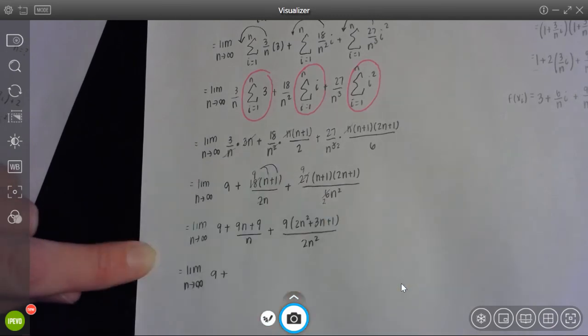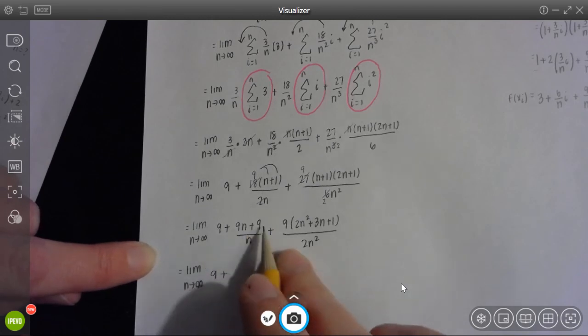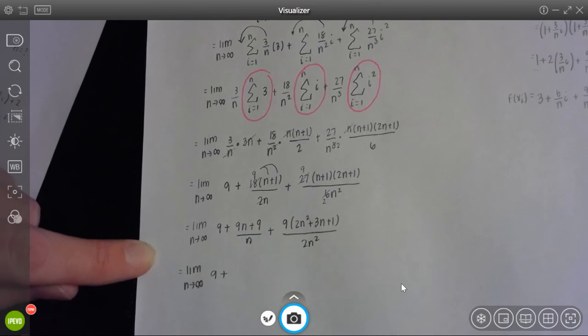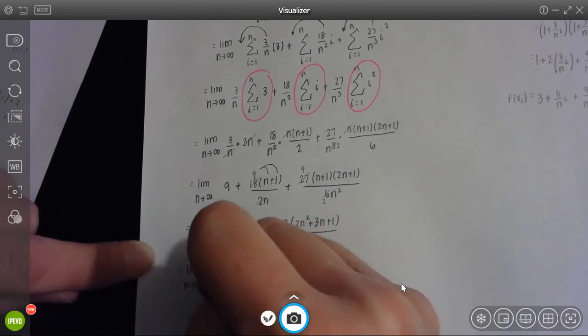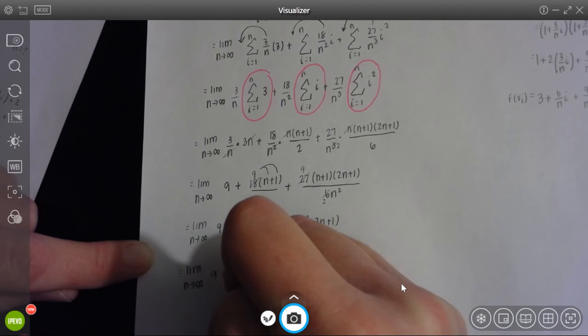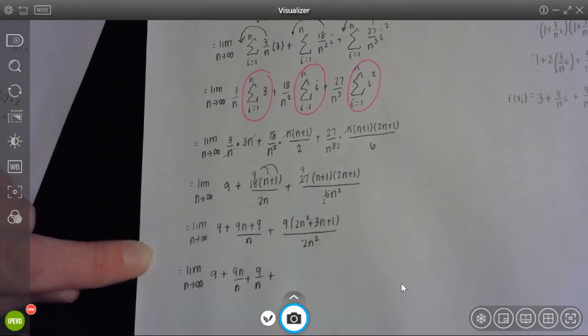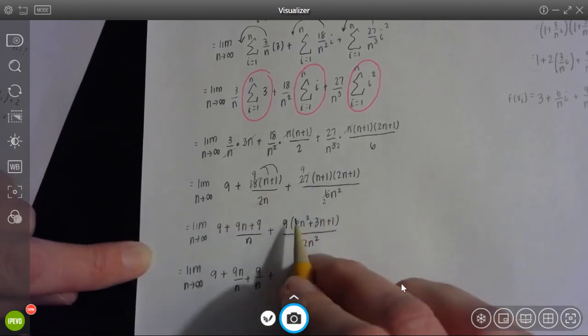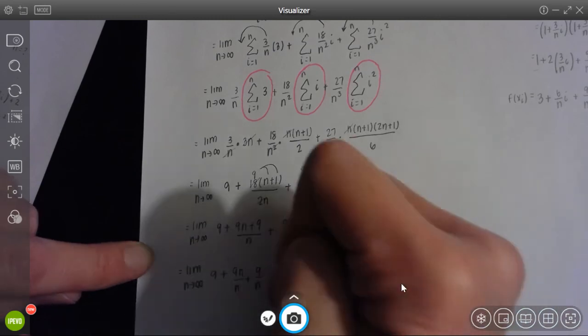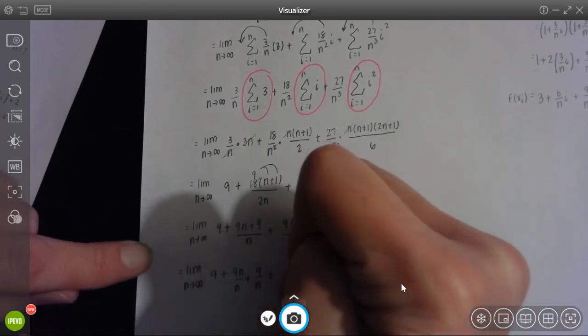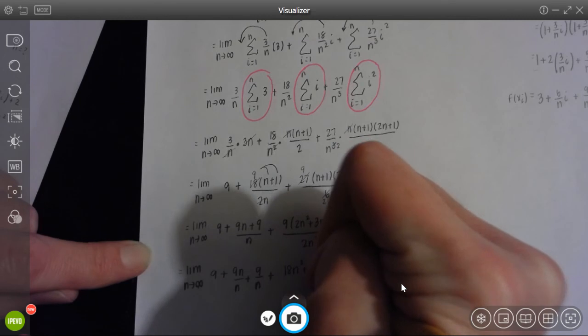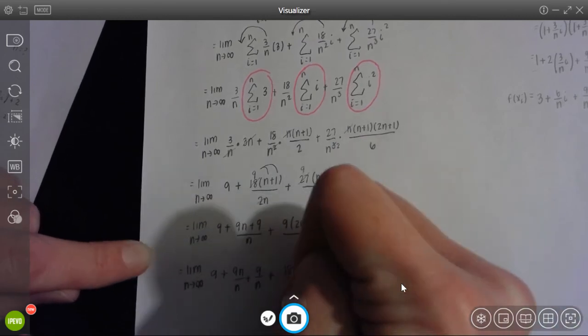And then I'm just going to start cleaning things up a little bit here. So bring down the 9, and then I'm going to separate this fraction because we clean things up over here. So I'm going to separate that fraction into each denominator of an n. So 9n over n plus 9 over n. And then I'm just going to clean things up a little bit up here so I can still distribute out the 9. So it's going to give me an 18n squared plus 27n plus 9 all over 2n squared.